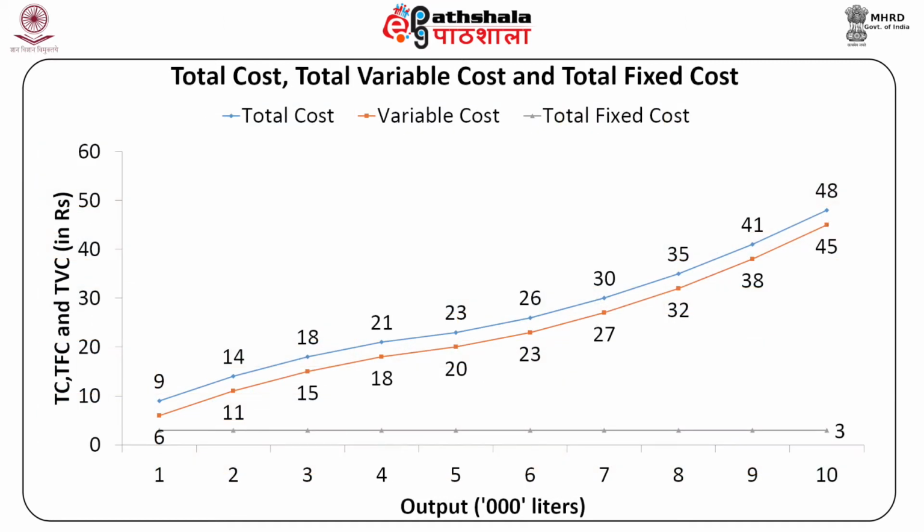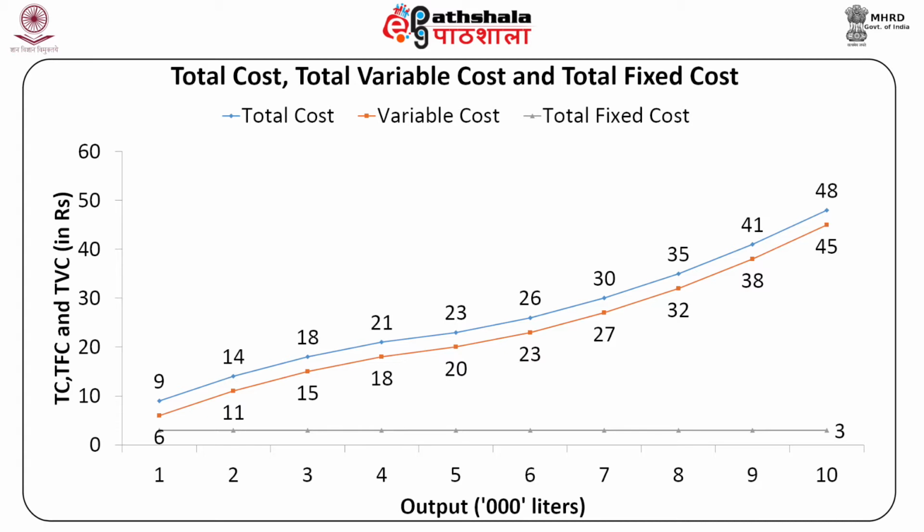Figure 1 represents the shape of TC, TFC and TVC. TFC is horizontal to the x-axis as TFC does not change with the changes in the level of output. TVC and TC have a similar S shape. To show the shapes of the TC and TVC, the above figure is divided into two sections. The first section represents the increasing returns to the variable factor, meaning that if the variable inputs are increased, output increases at a faster rate in this zone.